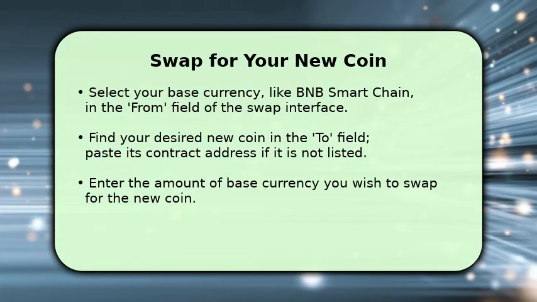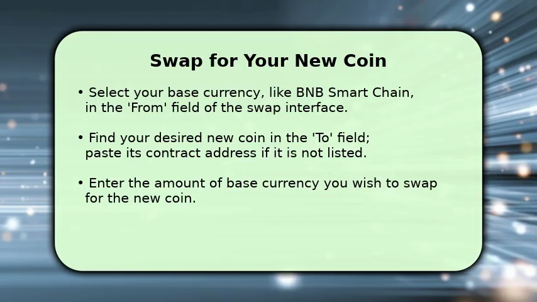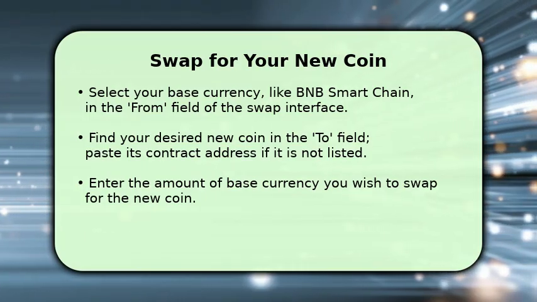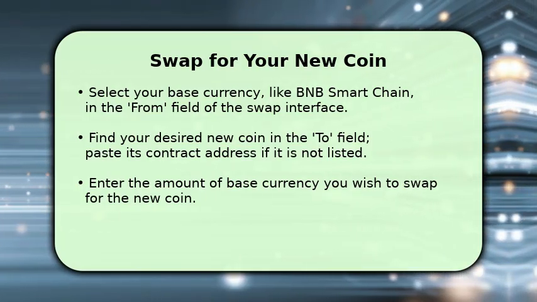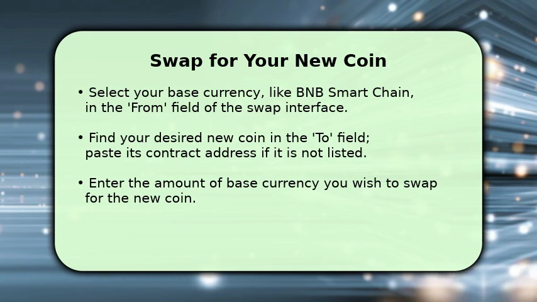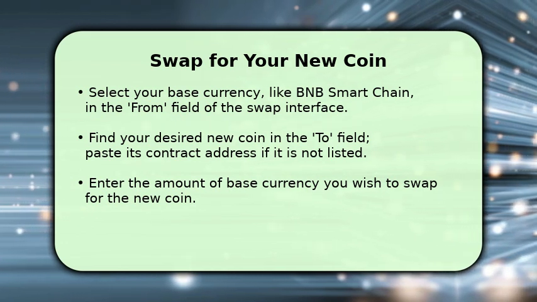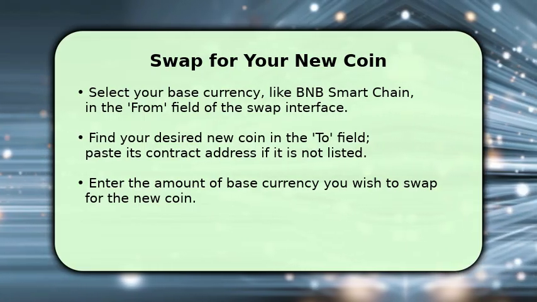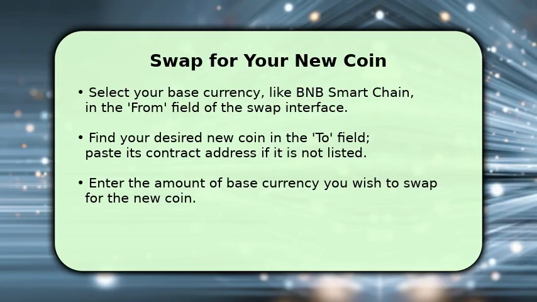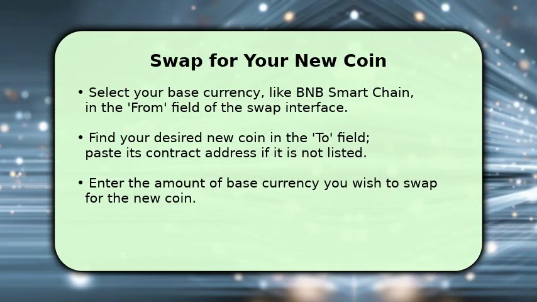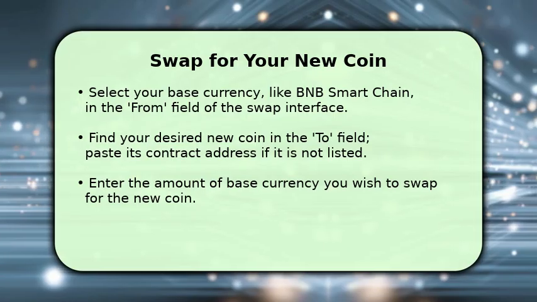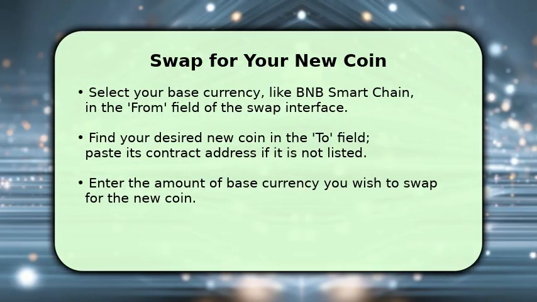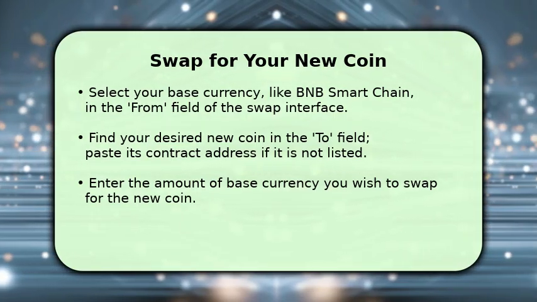Now it's time to swap for your new coin. In the decentralized exchange's swap interface, select your base currency, for example, BNB Smart Chain in the From section. For the To section, search for your desired new coin. If it's a very new token, you might need to paste its contract address. Enter the amount you wish to swap. Remember to adjust the slippage tolerance, sometimes to 5% or even 12%, to ensure your transaction goes through.